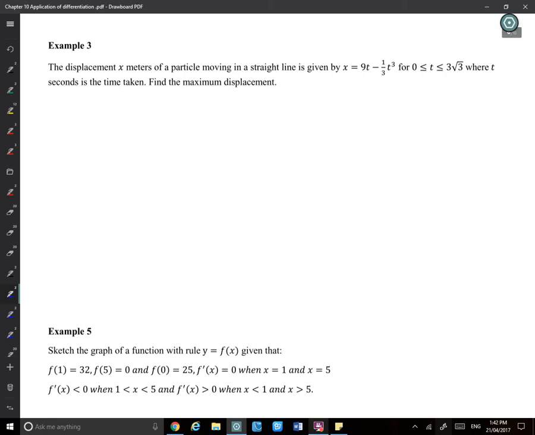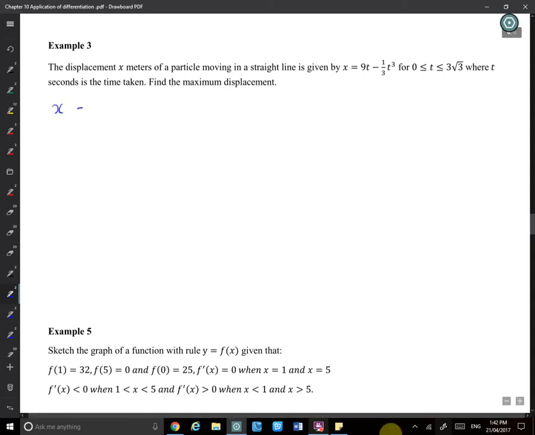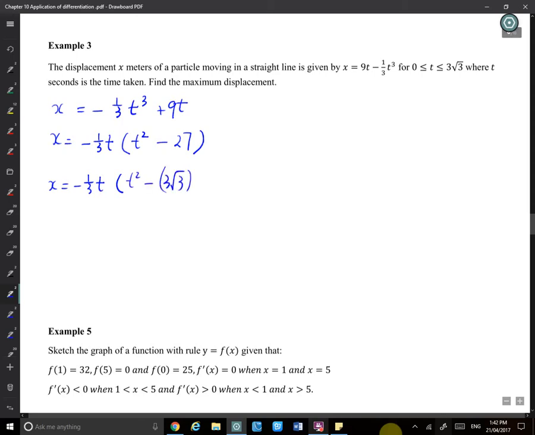Can I just sketch this graph first? So I have x equals minus 1 on 3 t cubed plus 9t. x equals minus a third t, bracket, t squared minus 27. x equals minus a third t, bracket, t squared minus (3 root 3) squared. x equals minus a third t plus 3 root 3 and t minus 3 root 3.